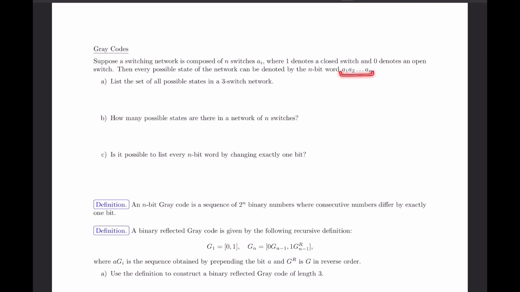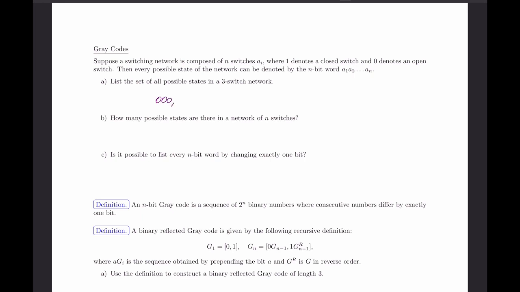So what you see is a sequence of switches where every single switch is a binary thing. It's either 1, or closed, and allows the current to flow, or 0, open, and the current stops at that switch. So every possible state of the network can be denoted by a sequence of zeros and ones representing the state of each and every switch. So if we are thinking about a 3-switch network, a fairly small network, let's list all the possible states. This should be reminiscent of constructing a truth table for 3 different variables.